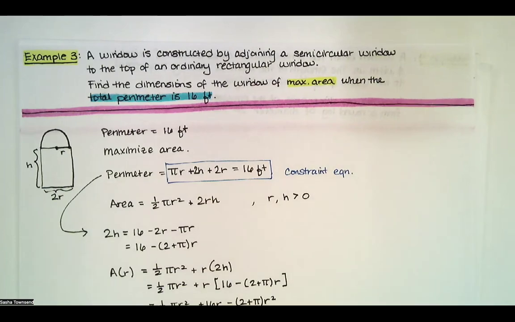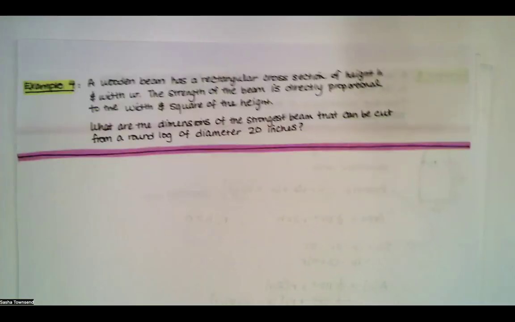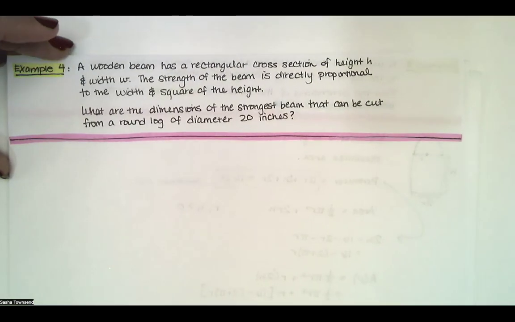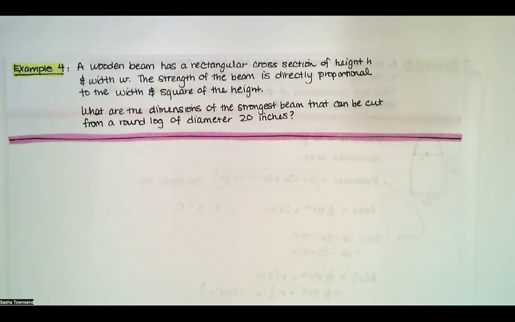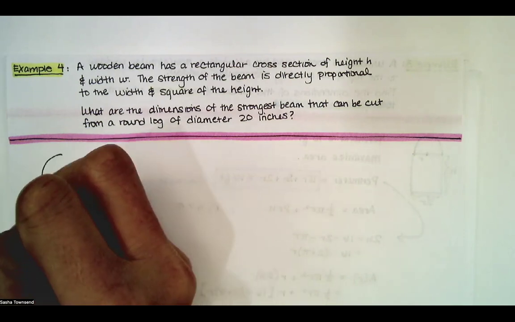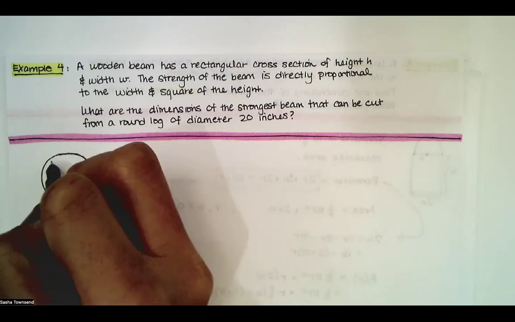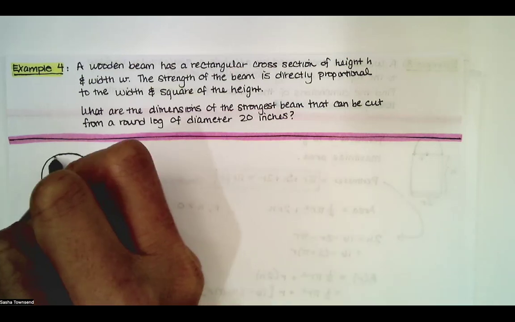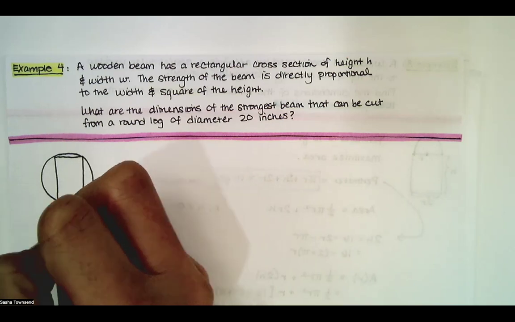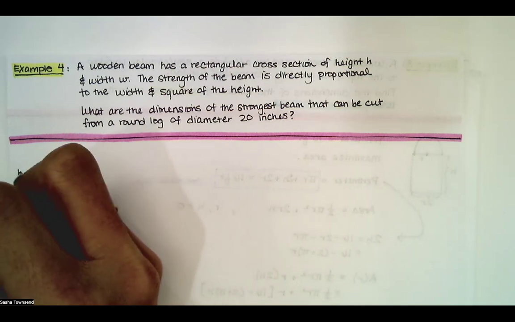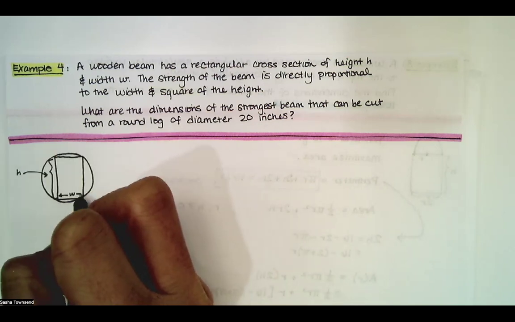All right, so that's example 3. Hopefully the next example does not involve a parabola, but we'll see. There's so many parabolas, aren't there? So this next one says a wooden beam has a rectangular cross section of height h and width w. So we've got a wooden beam like this, and we put this rectangle in it. This is not to scale. That's our height, and this is our width.